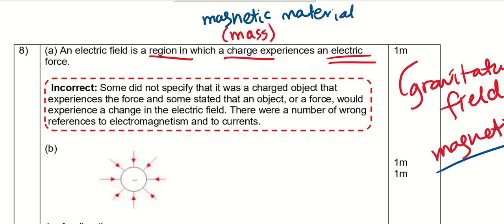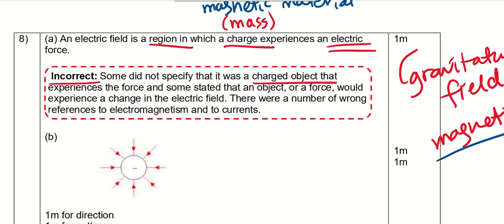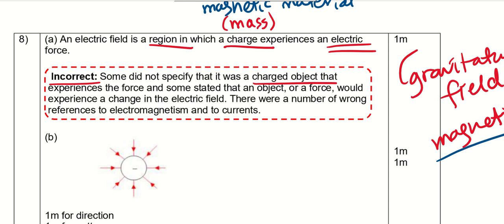Okay, what is incorrect in the Marker's report? It says that some did not specify that it was a charged object that experiences the force, and some stated that the object or force could experience a change in the electric field. There were also a number of wrong references to electromagnetism and to currents. Okay, so just keep it simple.